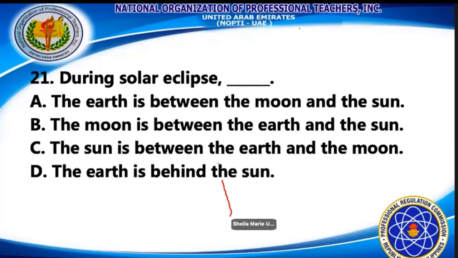During solar eclipse, the earth is between the moon and the sun. The moon is between the earth and the sun. The sun is between the earth and the moon. The earth is behind the sun. Solar eclipse daw. Anong nangyayari pag solar eclipse? Answer, letter B. During the solar eclipse, the moon is between the earth and the sun.